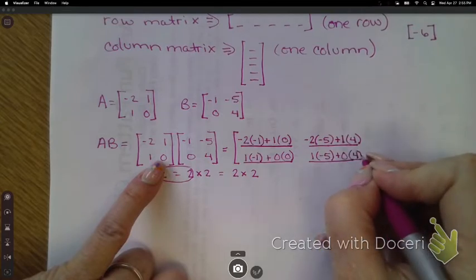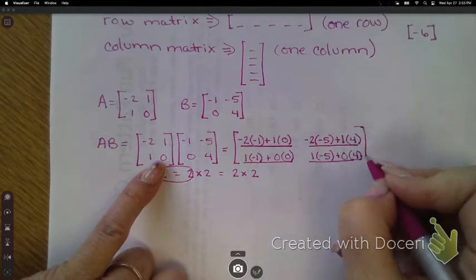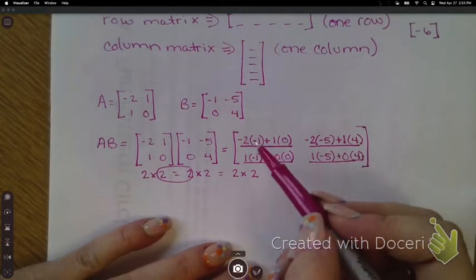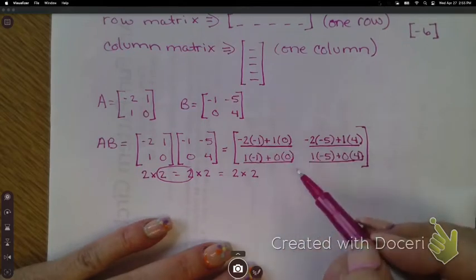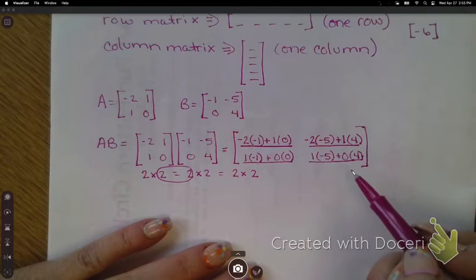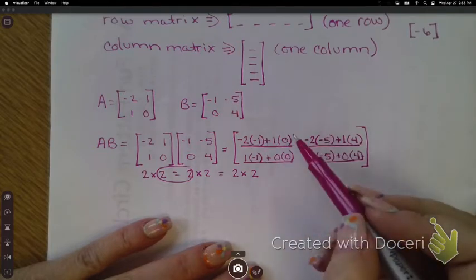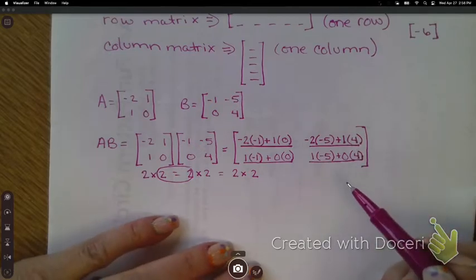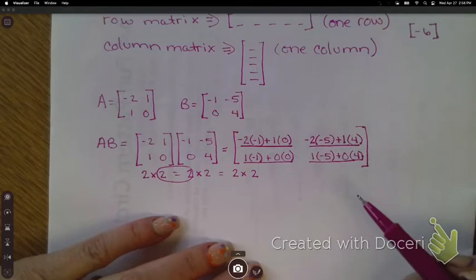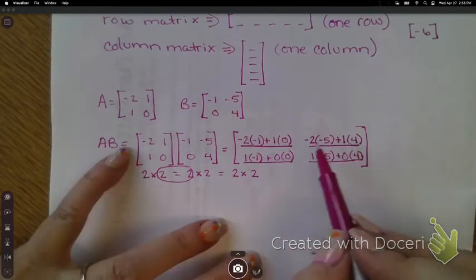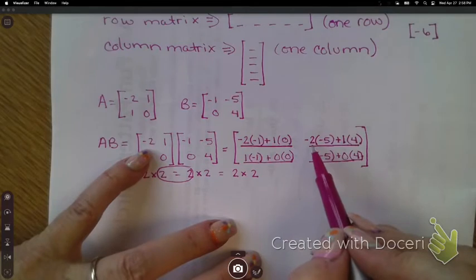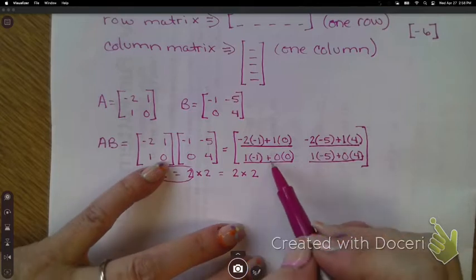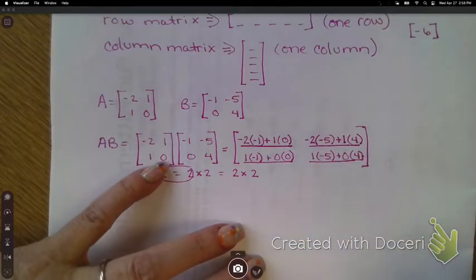I always forget to say the plus. Now I want to look at this before we go any further. Do you see the columns in the columns? Do you see how those match up? Negative 1, 0, negative 5, 4. If that doesn't match up, you did something wrong. Do you see your rows? Negative 2, 1, 1, 0. Do you see that pattern? Okay.